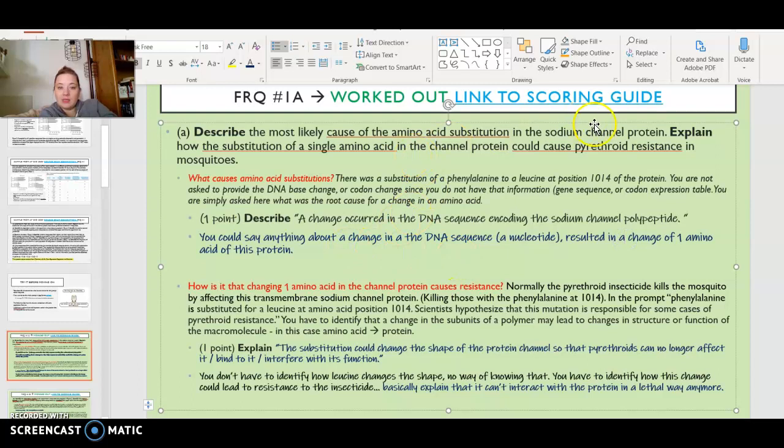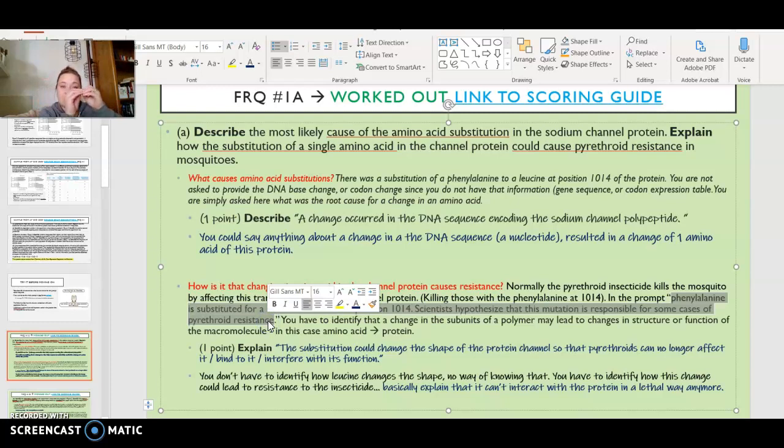Okay, and then explain how the substitution is resulting in resistance. You've changed one amino acid, so how is this causing resistance? Normally when leucine is the amino acid, the insecticide is able to disrupt the function of this sodium channel protein, and so it's killing those mosquitoes. But they say here phenylalanine is substituted and scientists hypothesize it's responsible for the resistance.